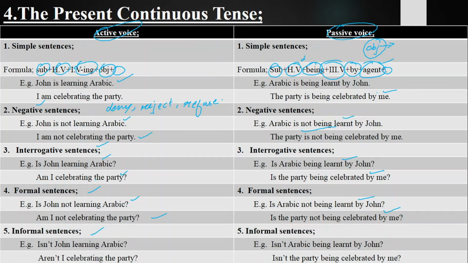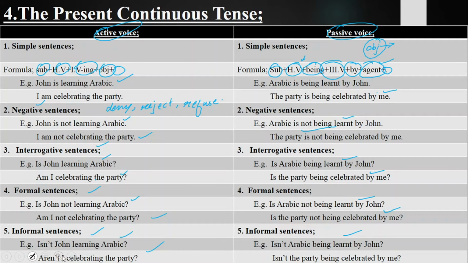Informal sentences are the opposite of formal. Those are sentences in which we ask a question and deny the statement, and we ask them in an informal way. We use it with youngers, with our juniors, or in a friendly atmosphere. Like we have, isn't John learning Arabic? Isn't Arabic being learned by John? Aren't I celebrating the party? Isn't the party being celebrated by me?